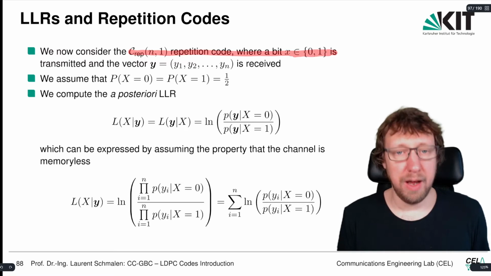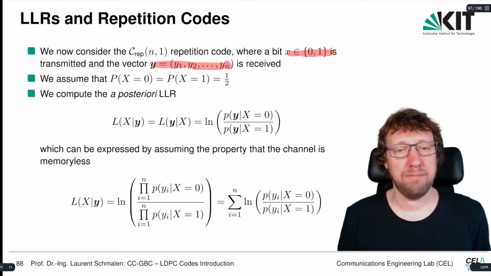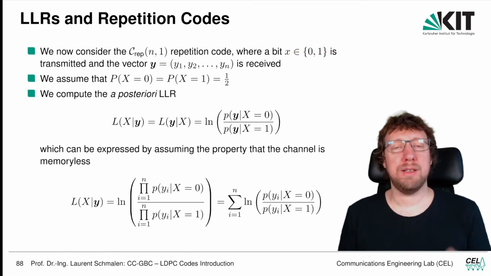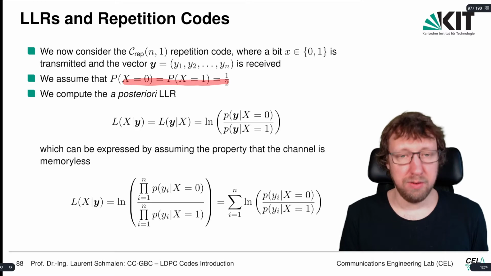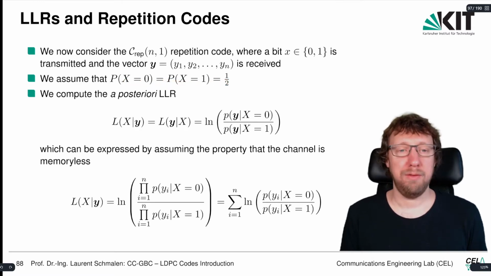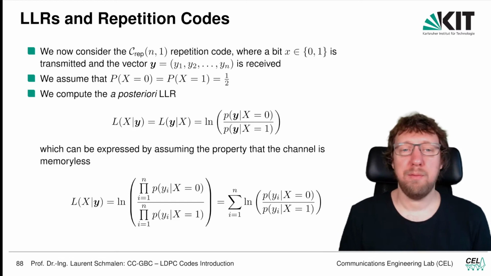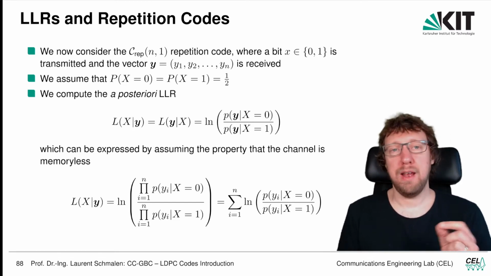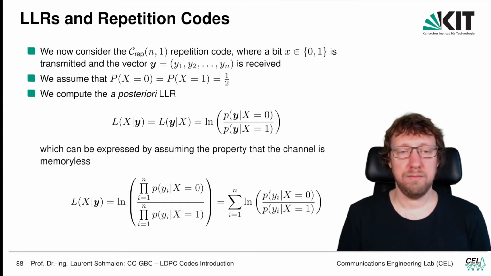x equals 0 and we receive a vector y, y1 up to y sub n. And we assume the bit x is uniform. Uniform prior, so the probability x equals 0 and the probability x equals 1 are both 1/2. In order to make a decision, we calculate the a posteriori log-likelihood ratio, because then we can get the a posteriori probability, which we can use to make a decision.